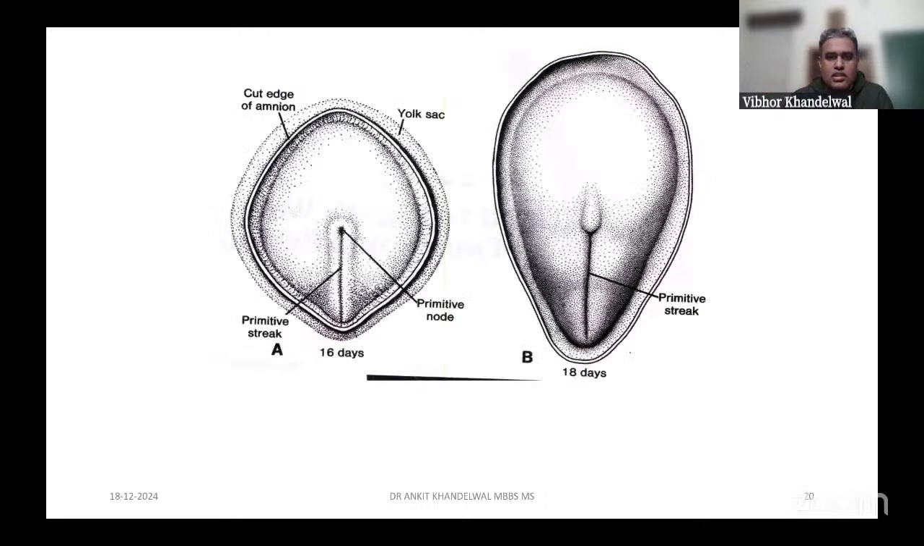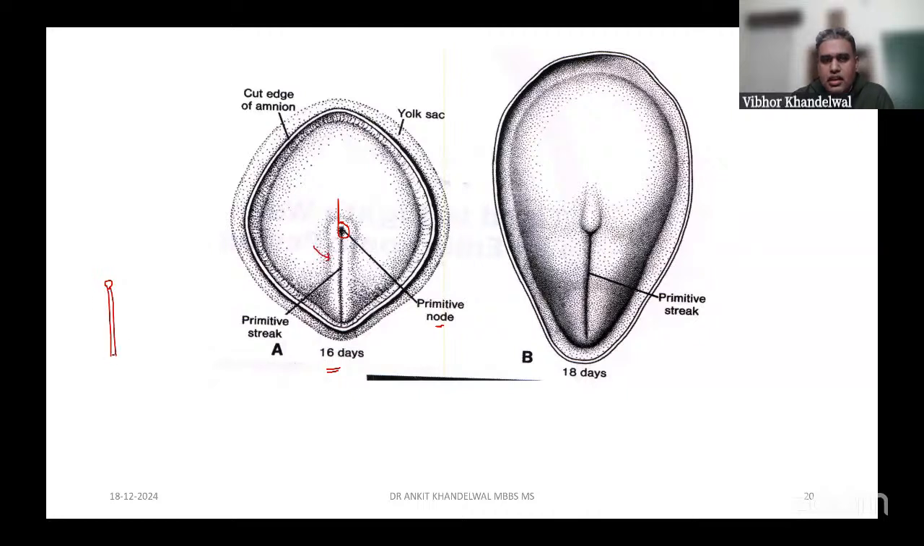Yes, let's try to see this. These are the days which are written. 16 days. Week 1 is till 7th day. Week 2 is till 14th day. 16 days, we have entered into week 3. You can see the primitive streak over here. And at the head end of the streak, we also have something known as primitive node. It is something like this. There's a primitive node and then there's a primitive streak over here.